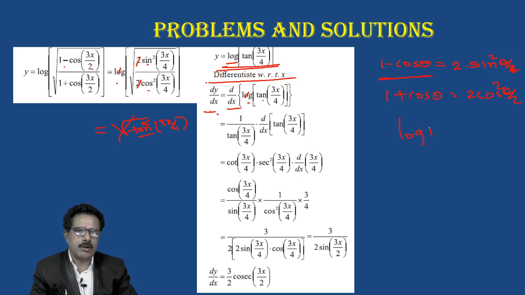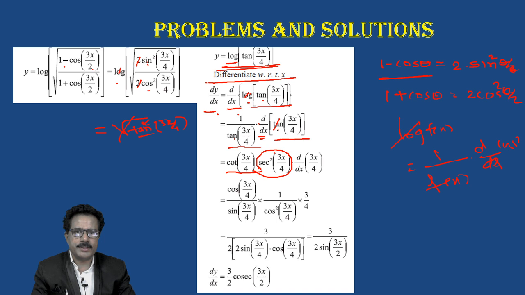If there is a log of f of x, then its derivative is 1 upon f of x into derivative of f of x. पहले log का differentiation ले लो. log का differentiation बोले तो 1 upon tan 3x by 4 into, again this is a composite function, therefore we have to take again derivative of tan 3x by 4, which equals 1 upon tan means cot 3x by 4 into derivative of tan is sec square 3x by 4. This is the derivative of tan.